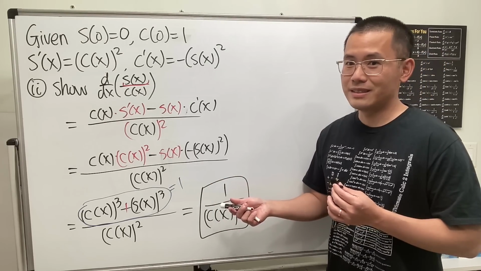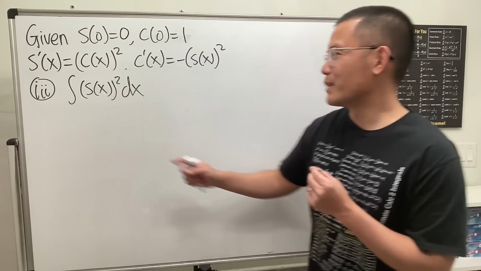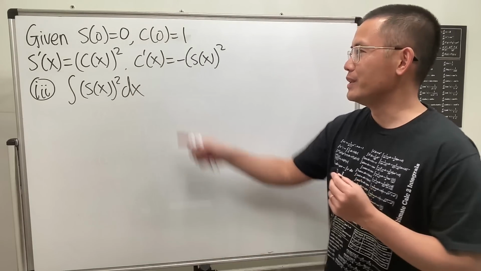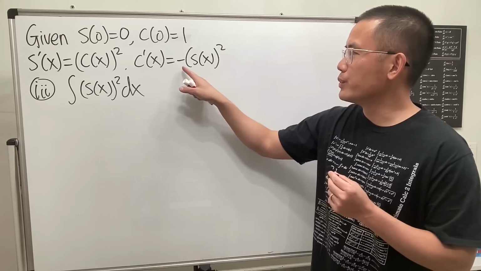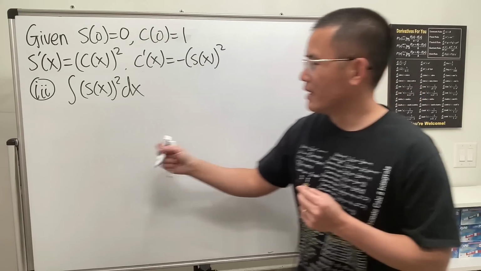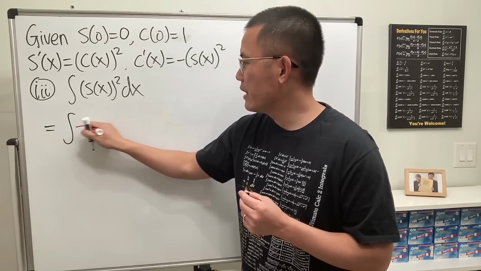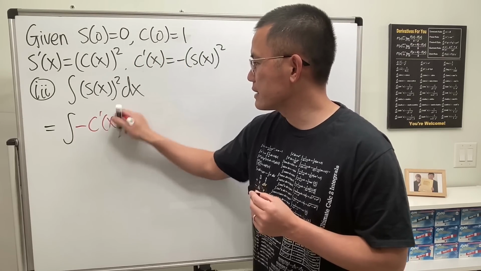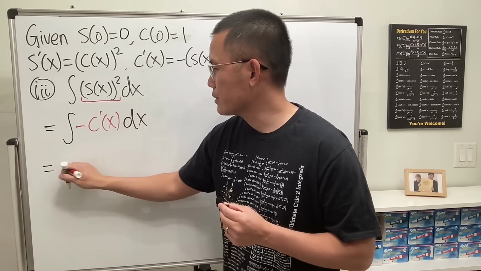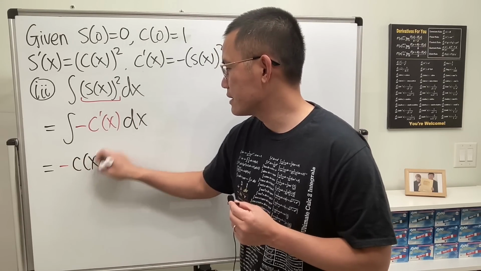So that's part 2. Now for part 3, once again we have 2 parts. The first part is that we are going to integrate s of x squared, and this is not so bad because we know that c prime of x is equal to negative s of x squared. So have a look. I'm just going to rewrite it as integral, put a negative to here, and then I still have c prime of x dx. And then of course we can put the negative on the outside, and then integral and derivative pretty much cancels. So we have c of x, and then we're done.